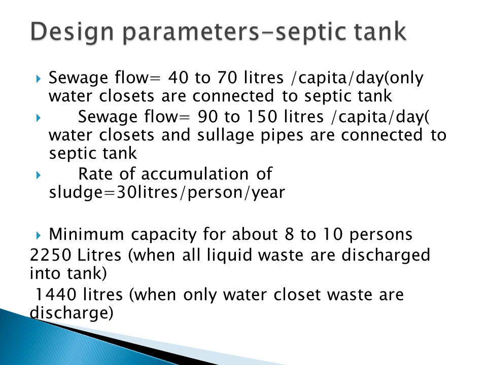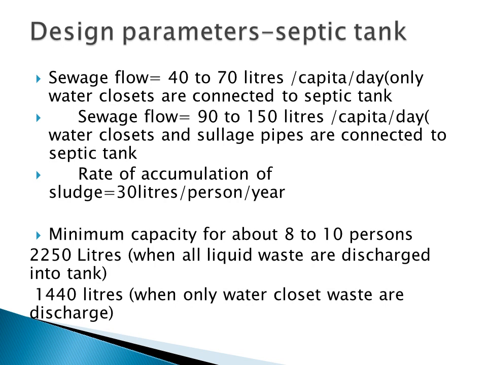Now coming to the design parameters, these are the parameters when you design the tank. The sewage flow is normally 40 to 70 liters per capita per day, and that is only for water closets if they are connected to the septic tank. If both the water closets and sullage pipes are connected to the septic tank, then for design the sewage flow taken is 90 to 150 liters per capita per day. Then the rate of accumulation of sludge we take as 30 liters per person per year, not per day or per month, per year 30 liters per person.